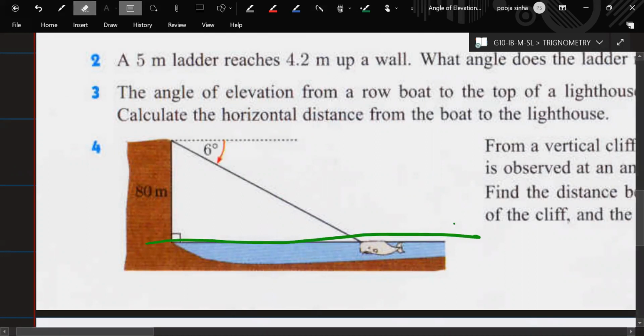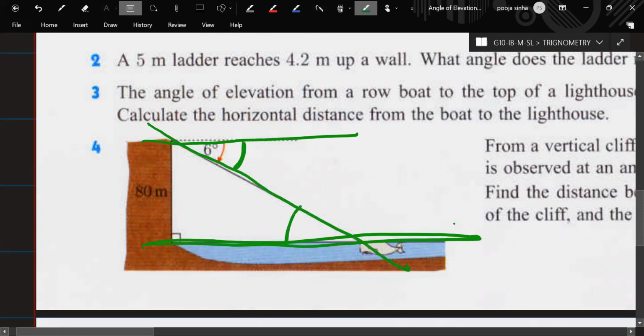Yeah. Right? Again, look at it. This line and this line are going to be parallel to each other. And if this angle is 6 degrees, then this angle will also be 6 degrees. How? Because these are alternate interior angles.